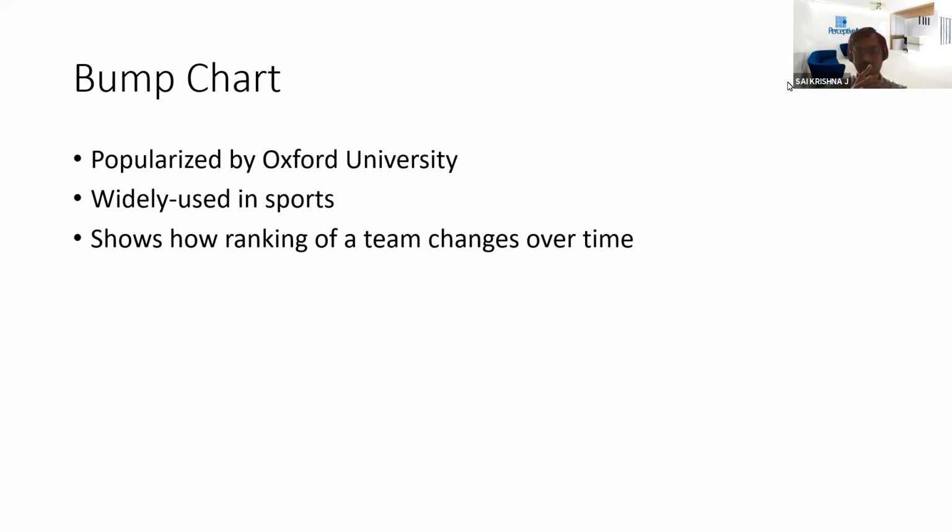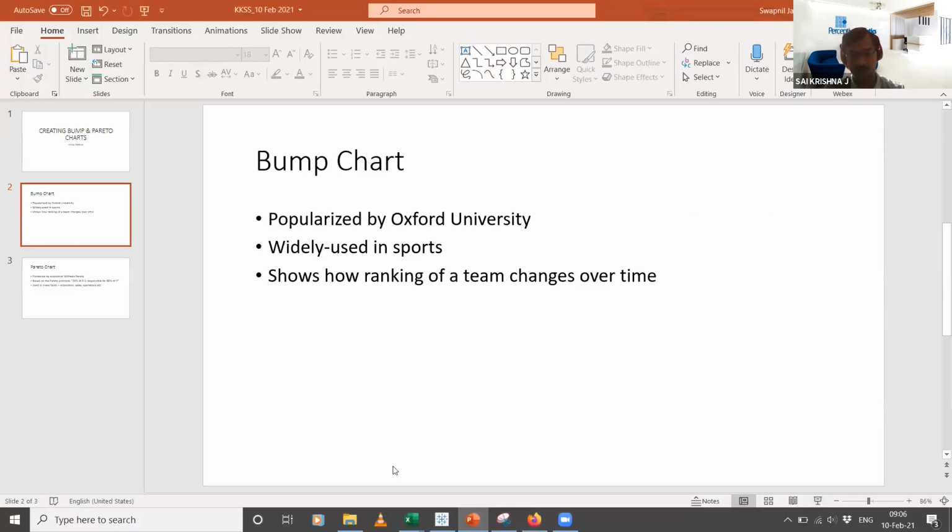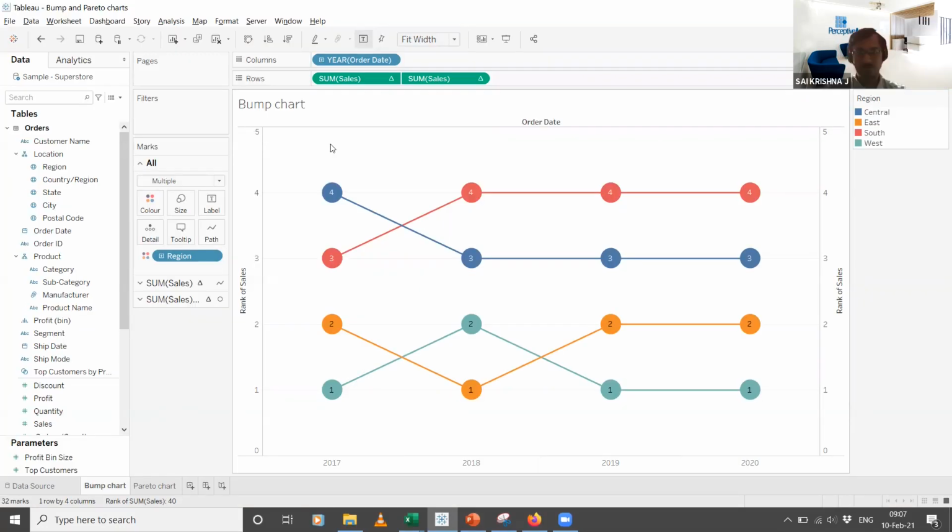But in today's scenario, this is used to show EPL rankings, the English Premier League rankings, and you can even use it in a business context. So let's see how the chart looks. This is how a bump chart looks.